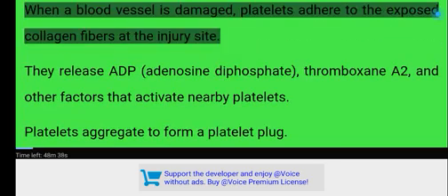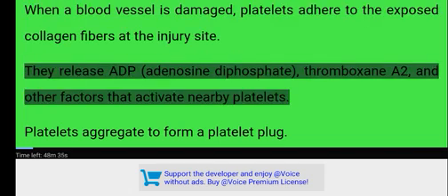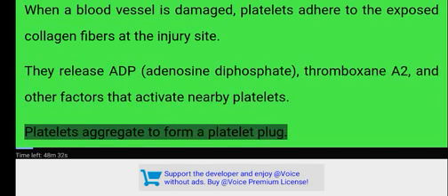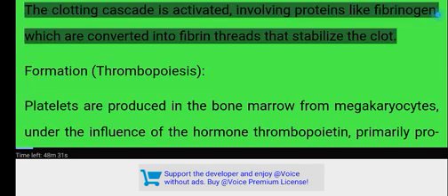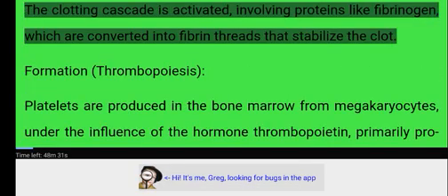Mechanism of clotting: when a blood vessel is damaged, platelets adhere to the exposed collagen fibers at the injury site. They release ADP, adenosine diphosphate, thromboxane A2, and other factors that activate nearby platelets. Platelets aggregate to form a platelet plug. The clotting cascade is activated, involving proteins like fibrinogen, which is converted into fibrin threads that stabilize the clot.